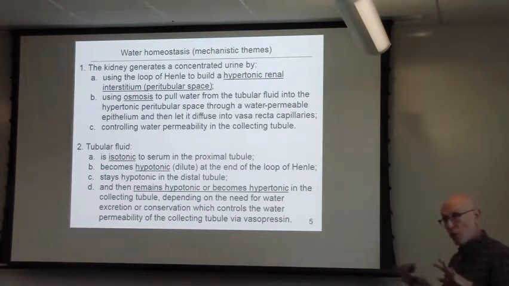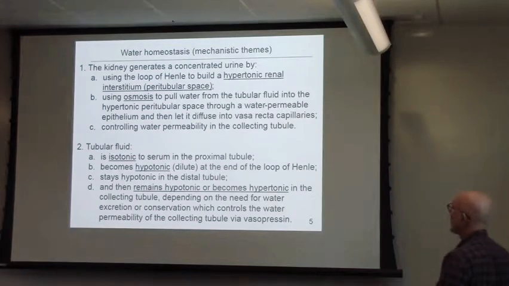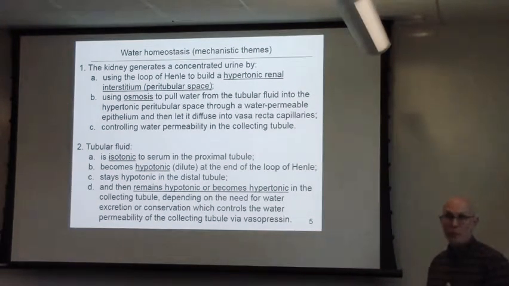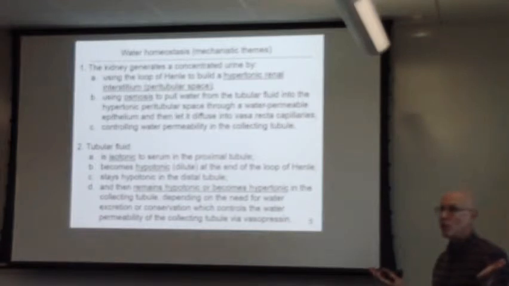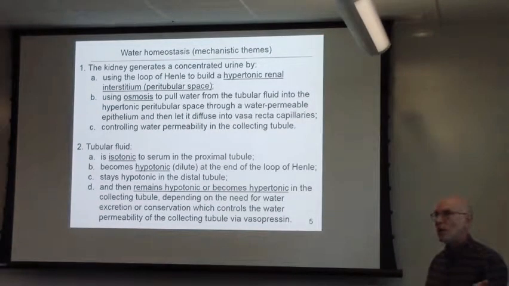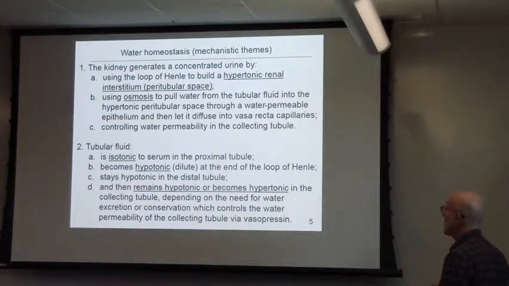Okay, so that's where we're going. The idea is that tubular fluid is isotonic in the proximal tubule because we absorb a bunch of salt, sodium and chloride. We absorb a bunch of sodium, but we also absorb water. So what we absorb is isotonic, and the fluid stays isotonic because it started isotonic. It was just a filtrate of plasma. So by definition, it was isotonic, and it stays isotonic in the proximal tubule.